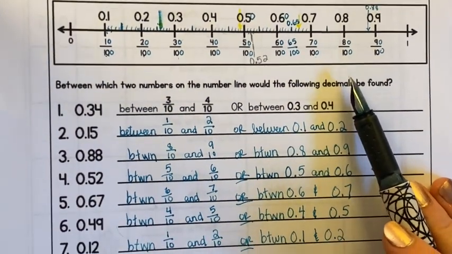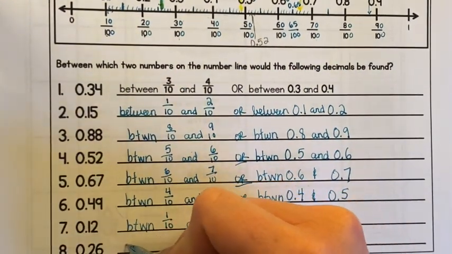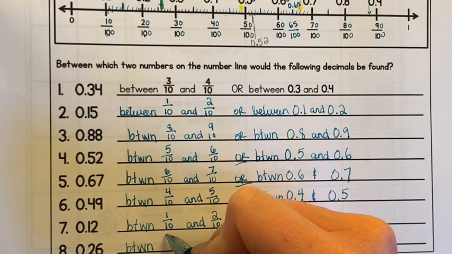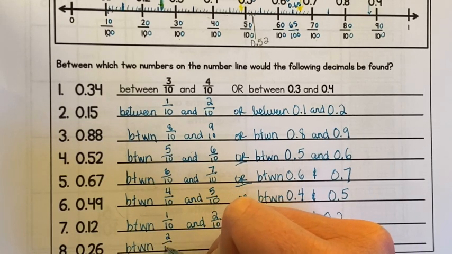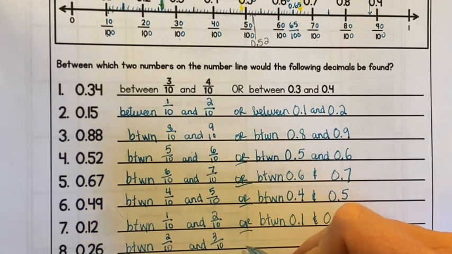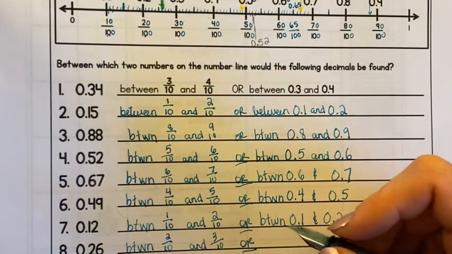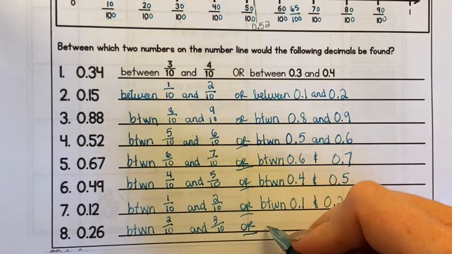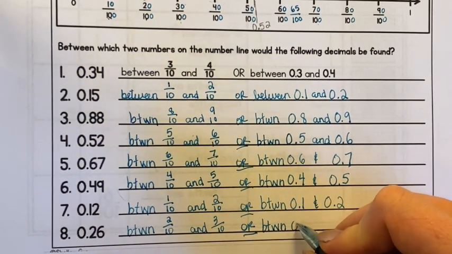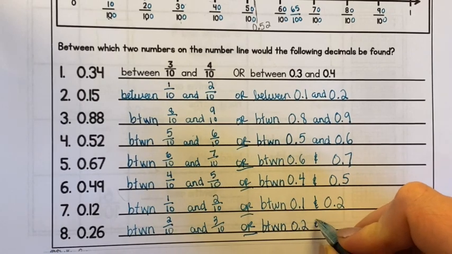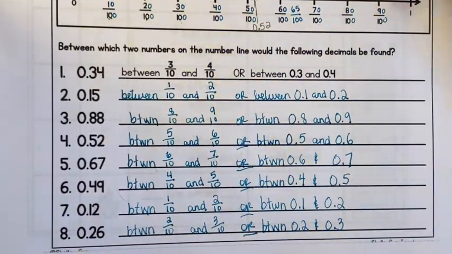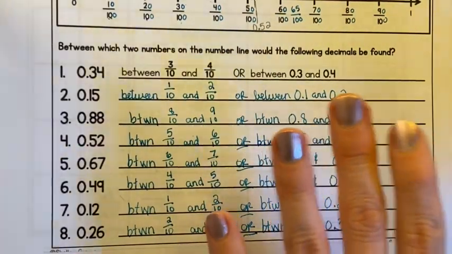So now I go down here and I write between 2/10 and 3/10, or I know you can't really see my writing here, between 0.2 and 0.3.